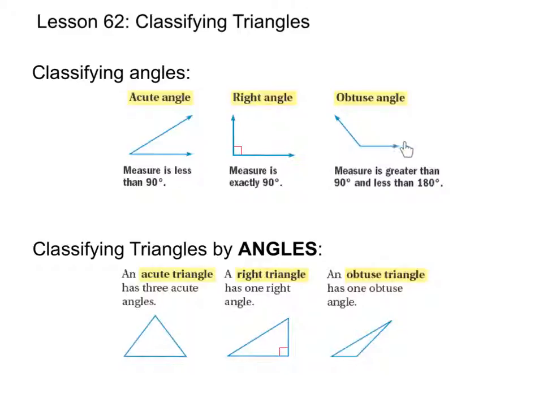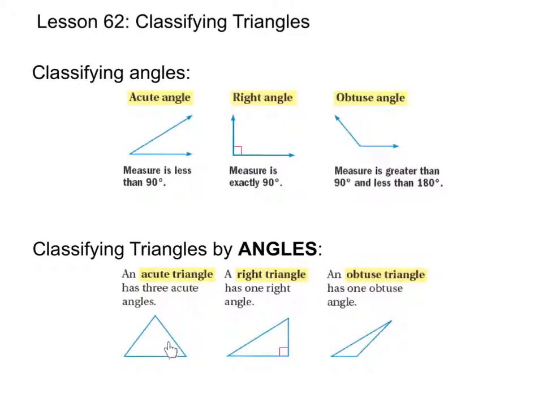We use this little red box here to signify that it is a 90-degree angle. Obtuse angles have to measure more than 90 degrees, but they need to be less than 180. Remember, 180 degrees would be a straight line. In the same way, we classify triangles by their angles, because we can classify triangles by their angles and their sides.